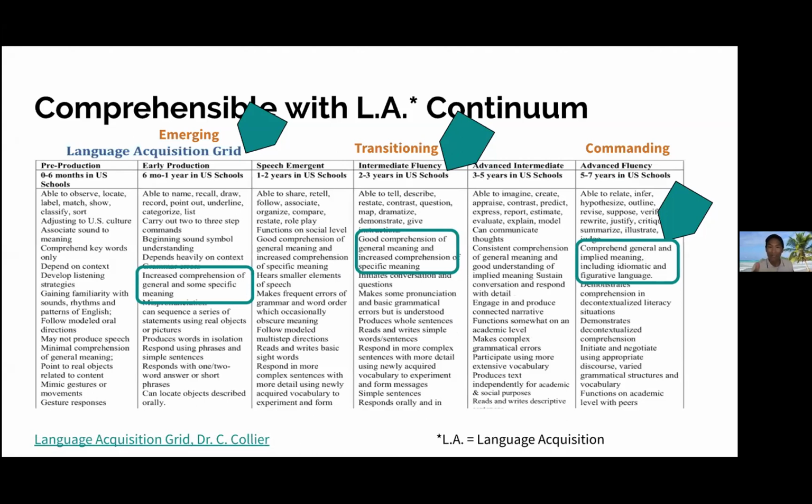Implied meaning is the key here. When you go back to transitioning, students are good at comprehending general things, but early production students know specific things like one-word answers, maybe two-word answers, but they're not really good at the implied meaning of things. So you need to inch them up, or scaffold them up, to the next level, right?